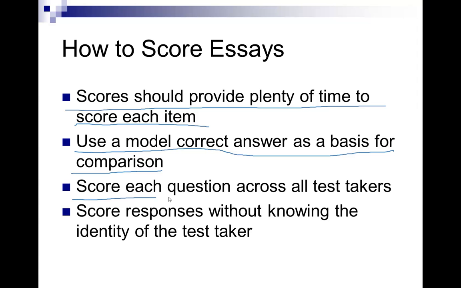Score each question across all test takers. So instead of doing one person's test and completing the whole thing at one time, put all your tests together and just score the first question. Once you're done with the first one, put the pile back up and start on the second question. And go through them question by question rather than paper by paper. And then score the responses without knowing the identity of the test taker.